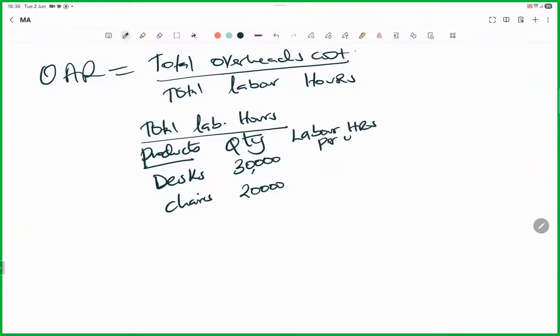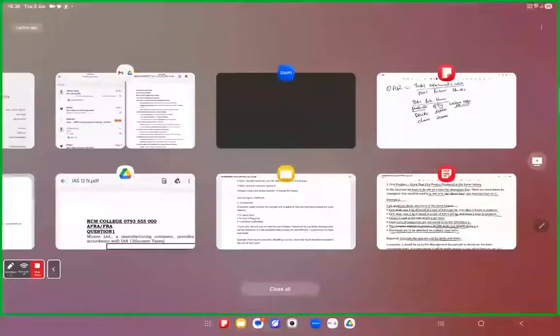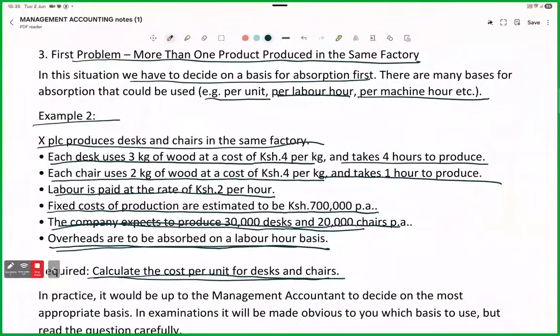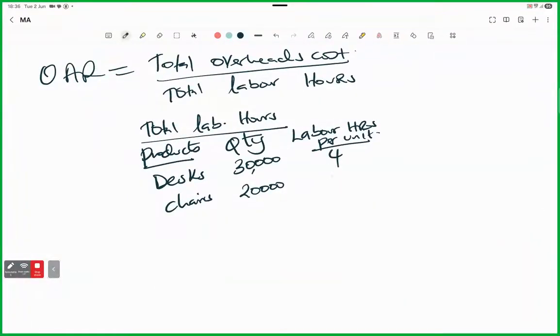Labor hours per unit, are you able to see them somewhere? A desk takes how many labor hours? Each desk takes 4 hours to produce, each one of them. How about a chair? 1 hour. All right. So this is 4, and this is 1.